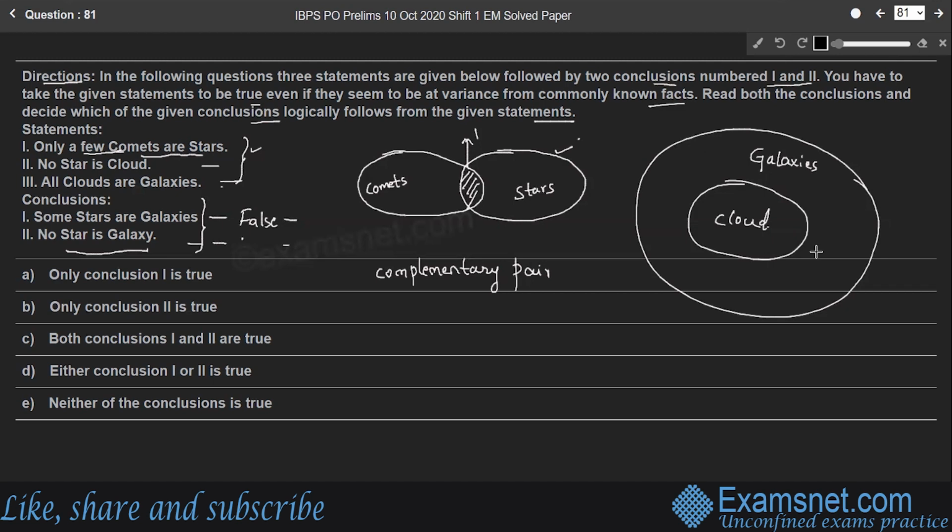So since no star is a galaxy is also false, right? Therefore, either conclusion 1 or 2 is true. Whenever there are complementary pairs in conclusion part, always the answer will be either 1 or 2 is true, right? So both the conclusions cannot be possible at a time. Either 1 or 2 will be true, right? Another will be false. Therefore, option D is the right answer.